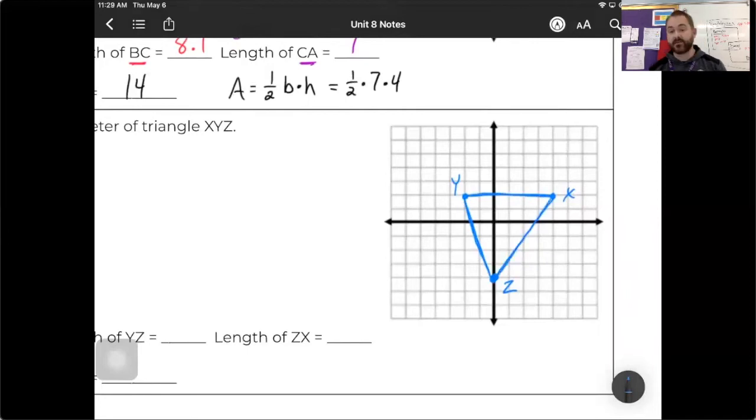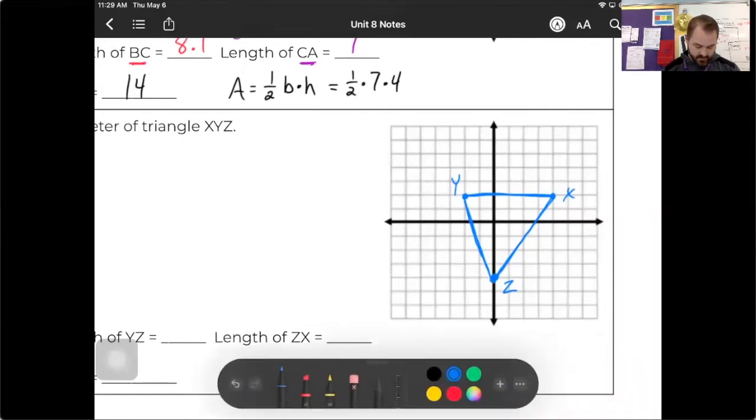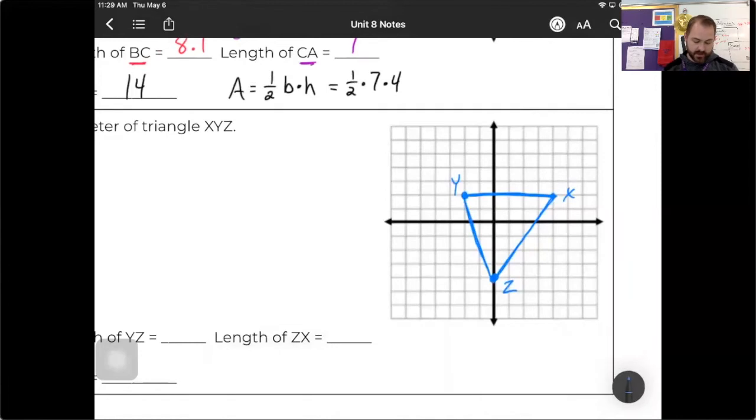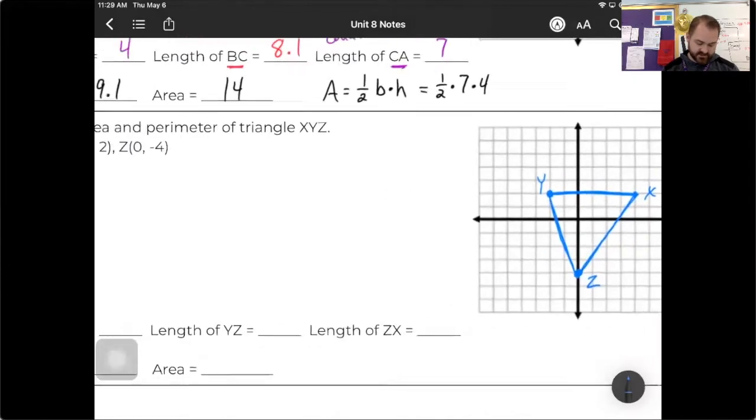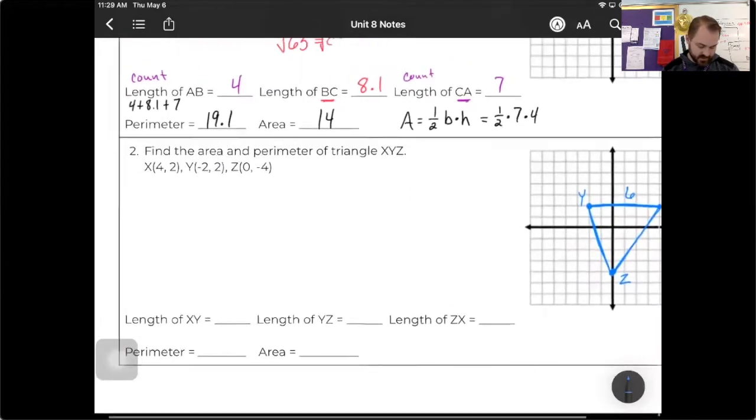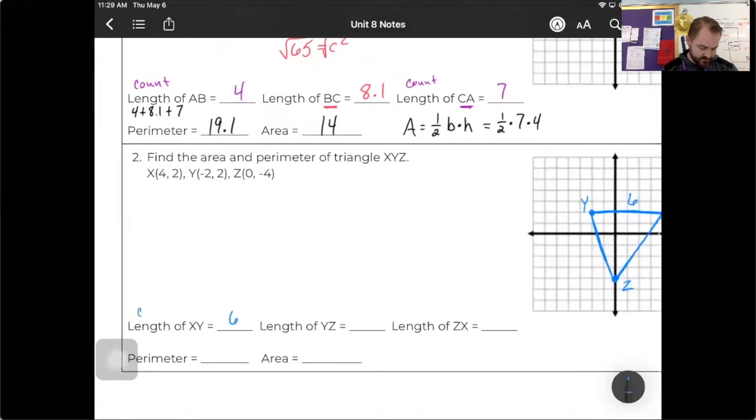This triangle is not a right triangle. And it only has one side that is horizontal. There's no vertical sides. And so I'm going to have to use the Pythagorean theorem for these other 2 sides, or the distance formula. But for that side that is horizontal from Y across to X, I can count that. Again, I can count to find the length of XY. From Y all the way over to X is a length of 6. So XY is just 6. Okay, we can count to get that.